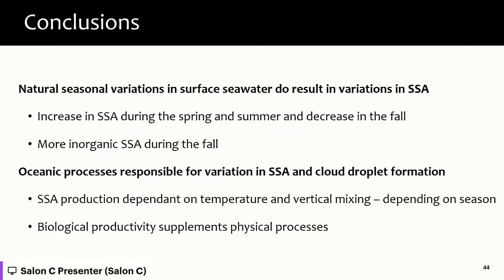So this is still a work in progress, not nearly as mature as my earlier study, but what we found is that the natural seasonal variation in surface seawater does seem to result in observable changes in the sea spray aerosol concentration and distributions, with higher concentrations in the spring and the summer and lower concentrations in the fall. And the ocean properties that seem to be accounting for these differences are a mixture of physical properties like temperature as well as biology.